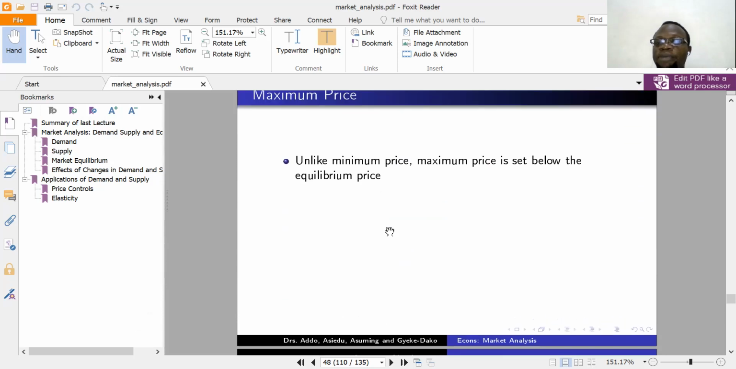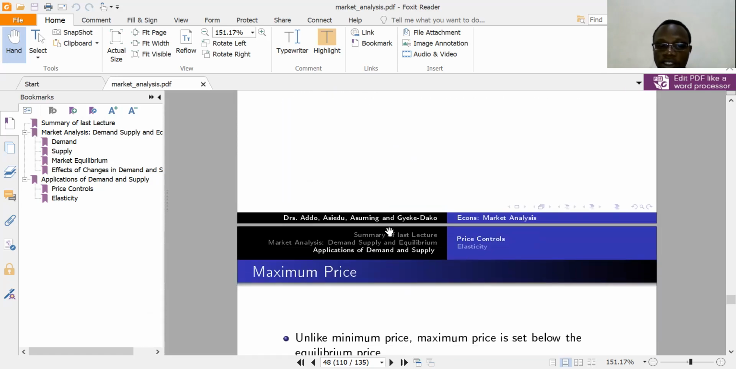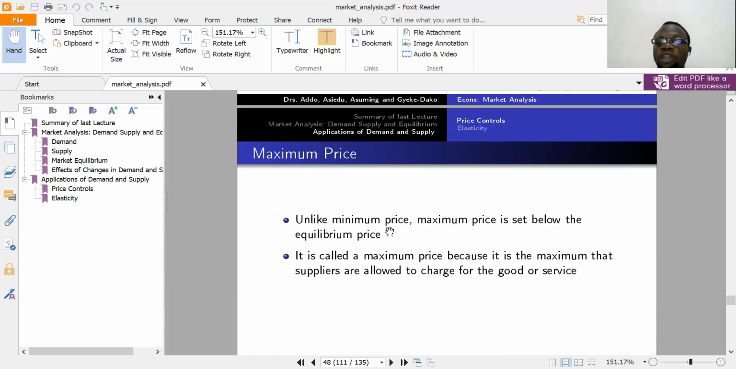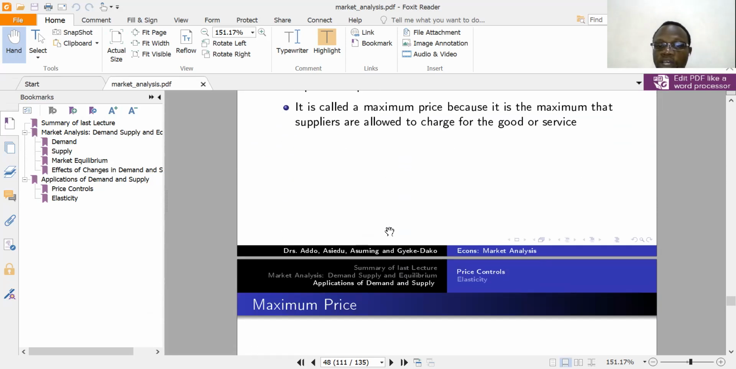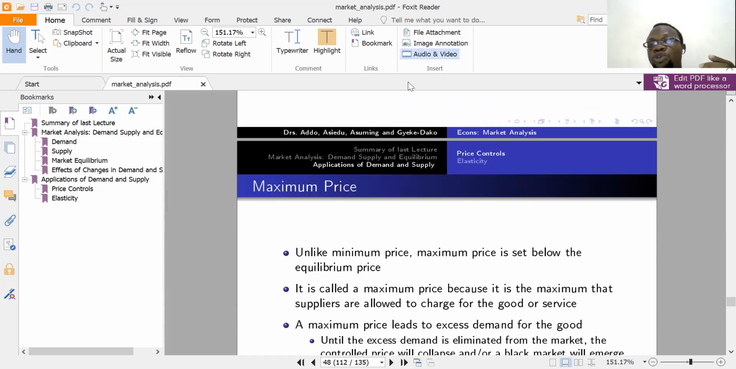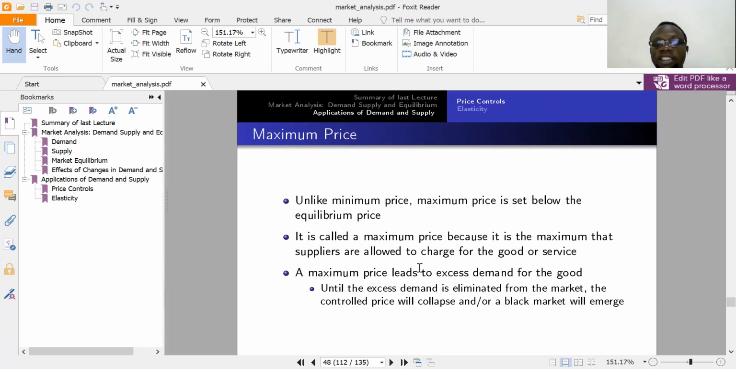Maximum price, I explained, is set below the equilibrium price, like the rent control prices. It is called the maximum price because it is the maximum that suppliers are allowed to charge for the good or service. So it's the maximum price in the market. It's like the 2 that I showed you on the whiteboard. And a maximum price leads to excess demand. While the minimum leads to excess supply, the maximum price leads to excess demand.